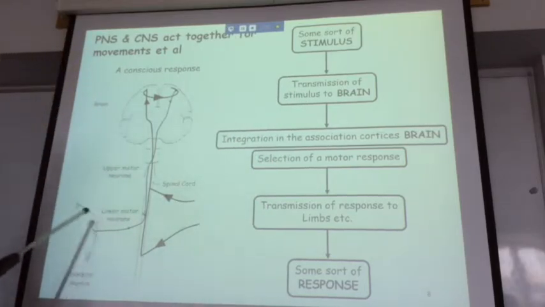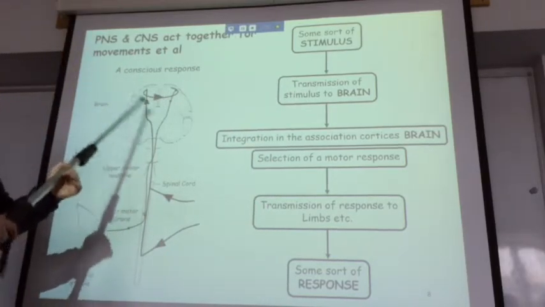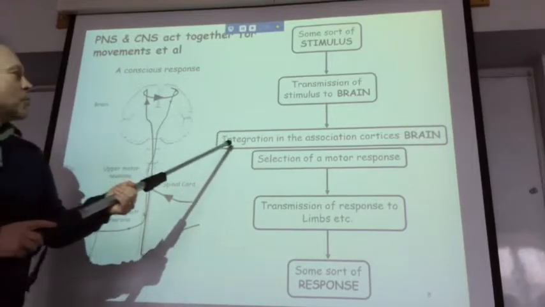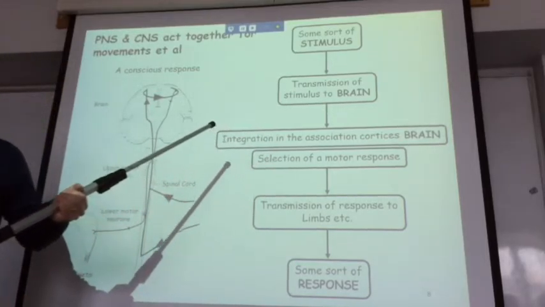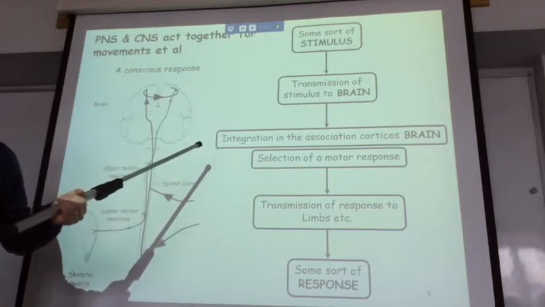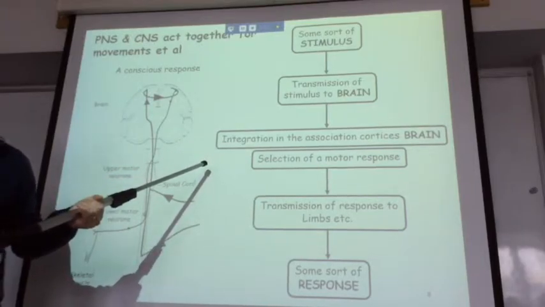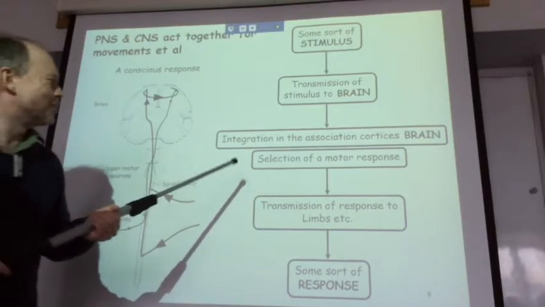You have the sensory side all going to the brain. It swirls around in the brain. We use the term integration to mean kind of thinking. Integration is just a kind of way of putting A and B together, two and two together and making four.